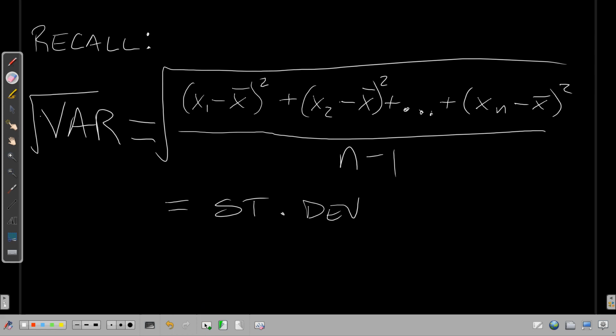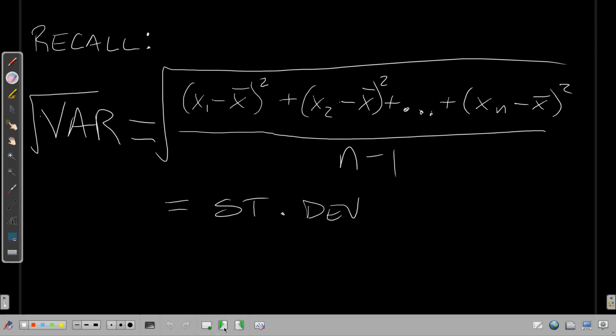But now I want to define something a little different from the variance. This here would be the sample variance, right? Because the mean we're using is x bar, so the square root of the sample variance is the standard deviation s. It's the sample standard deviation.